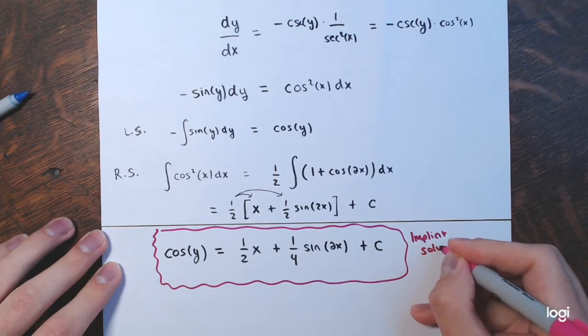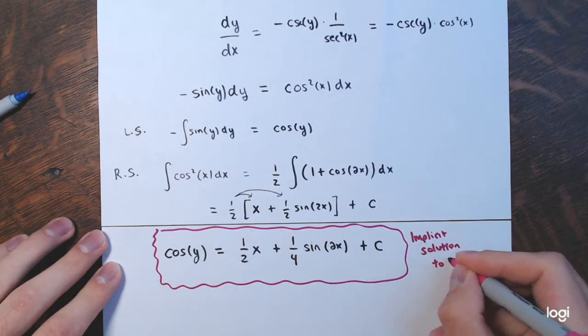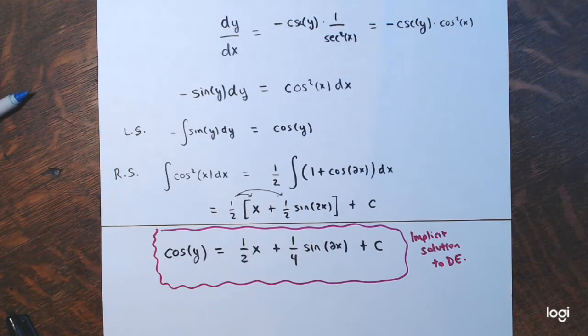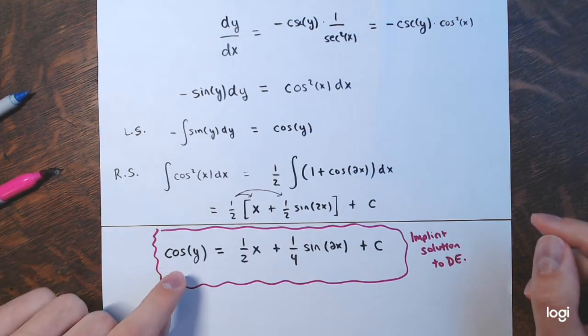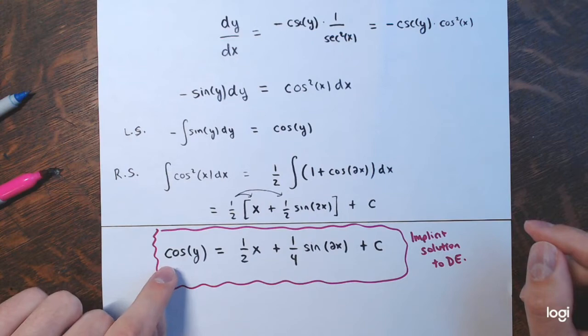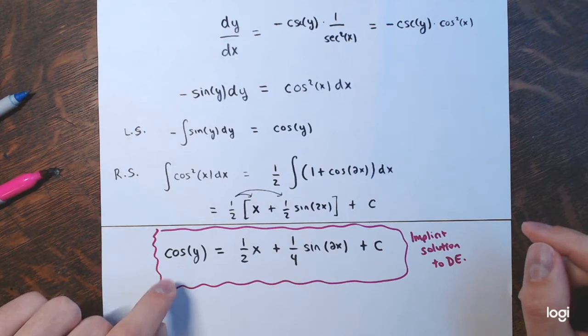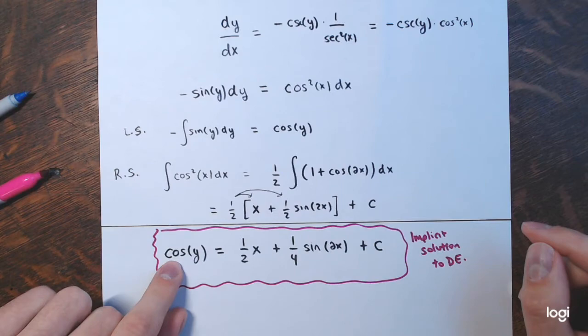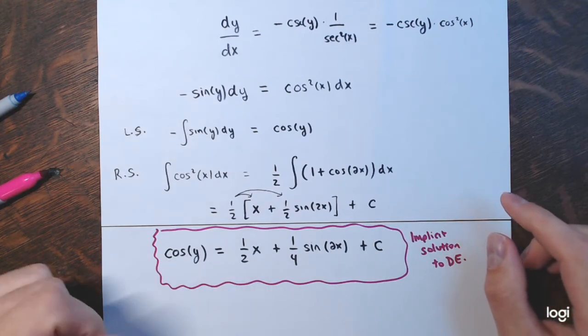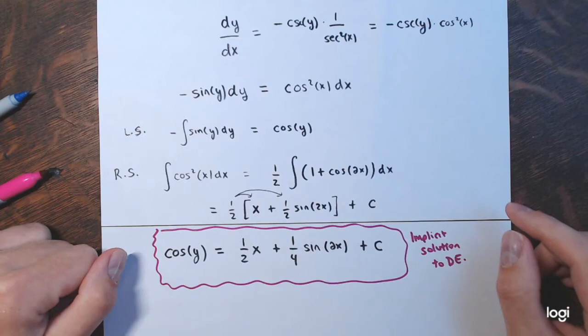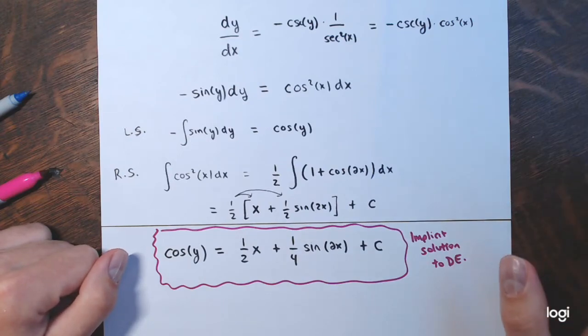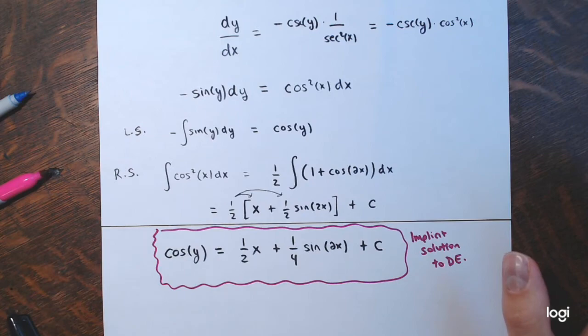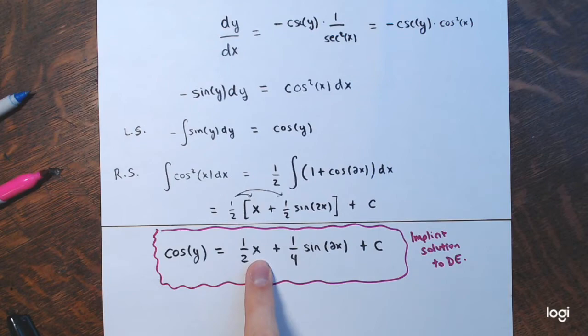An implicit solution to this differential equation. Now you could solve for y here, wouldn't be too terrible. Just take the inverse cosine of both sides. The only issue being that whatever values of x get chosen, this side over here has to be between -1 and 1 to take the inverse cosine.